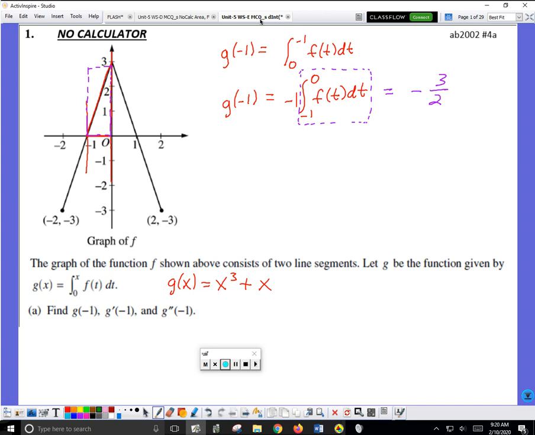Okay, next thing. So I found g of -1. Make sure, this is an FRQ. Make sure you write g of -1 equals, otherwise the grader can't give you credit because he won't know what you're assigning to -3/2. It has to say g of -1 equals.